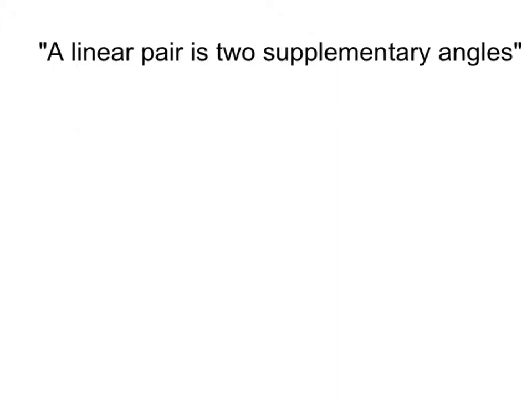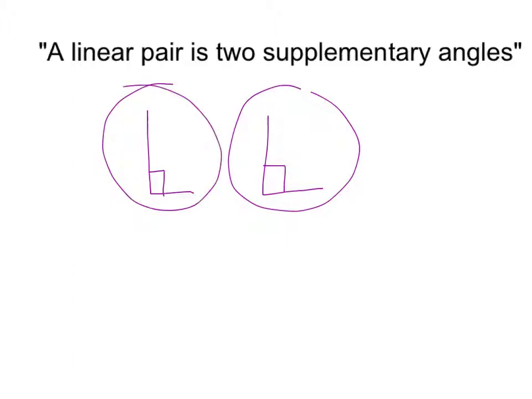Now, a linear pair is 2 supplementary angles. Is that good or is that not good? Let's decide. Let's break it down into its conditional and its converse, and then see if we can turn it into a biconditional or not. If it is a linear pair, then it is 2 supplementary angles. Yeah, absolutely, because a linear pair is created by 2 supplementary angles. But we run into problems when we say if it is 2 supplementary angles, then it is a linear pair, because we can find a counterexample with 2 90-degree angles. They do not form a linear pair because supplementary angles don't need to be adjacent.